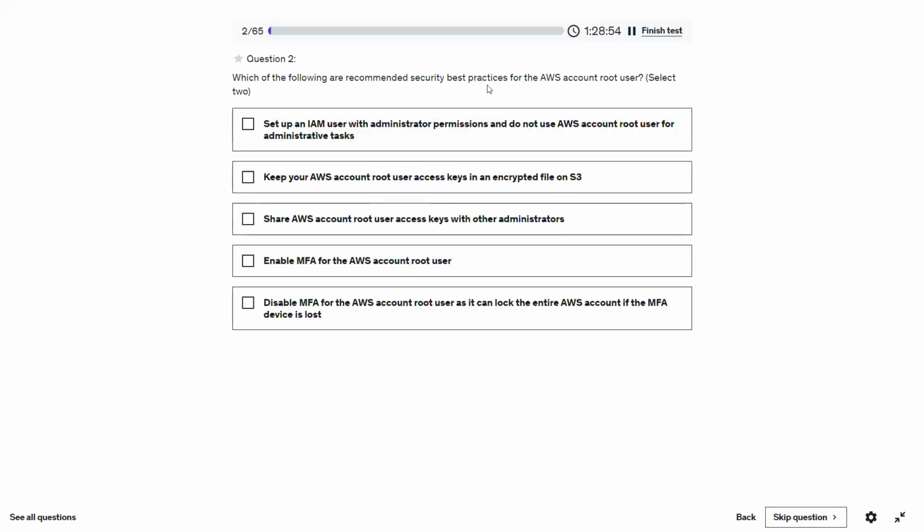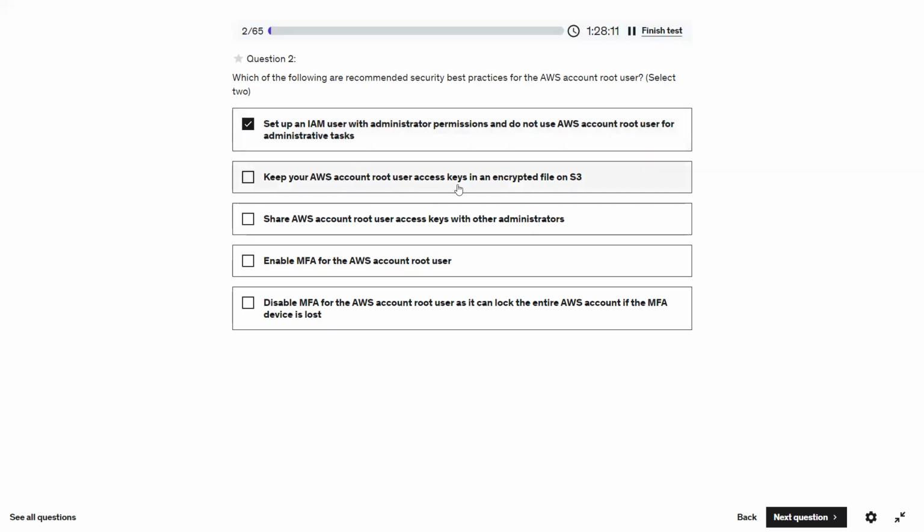Which of the following are recommended security best practices for the AWS account root user? If you are the root user, what are the best practices recommended for security purposes? Set up an IAM user with administrative permission and do not use the AWS account root user for administrative tasks. I think I already covered this in one of my videos: whenever we create the initial account, the root account is created first, but don't use the root account. First we create the IAM user, set the administrative permissions, log out from the root user, and then log in again with the IAM user which you created. Because the root account is a very dangerous account, maybe by mistake you can delete things. So always go with the IAM user.